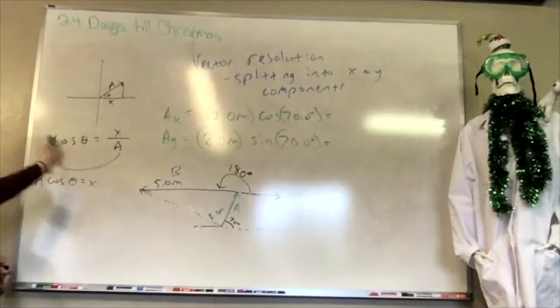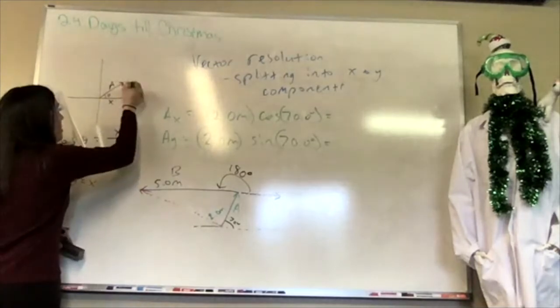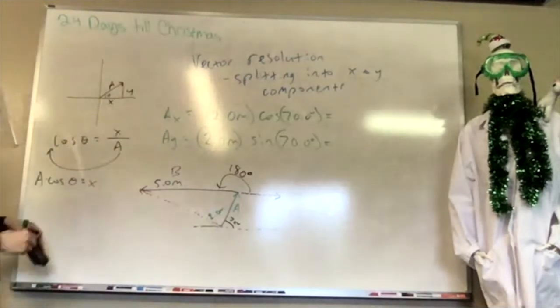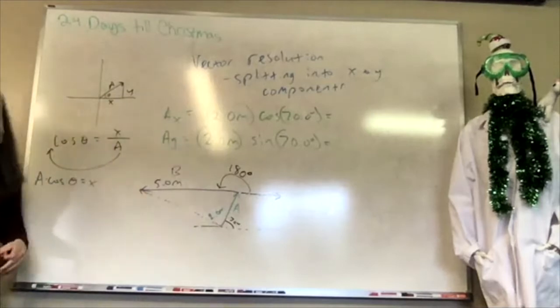And then same thing for sine. Sine is opposite over hypotenuse. So sine would be tied to the Y.